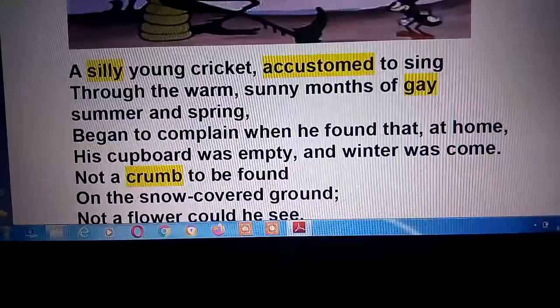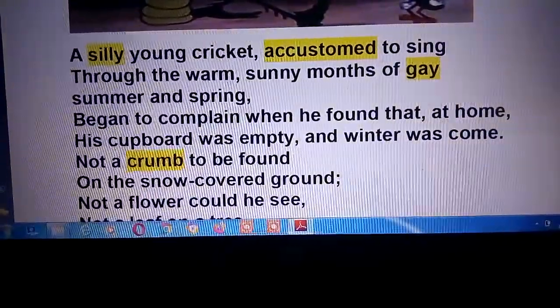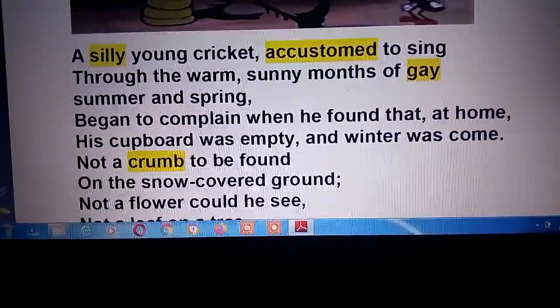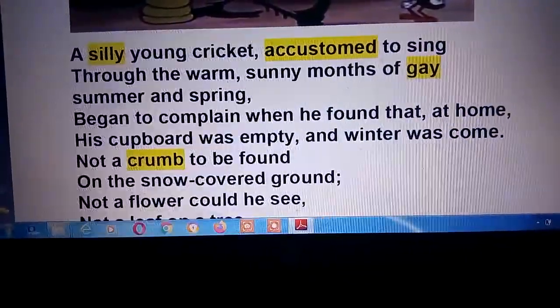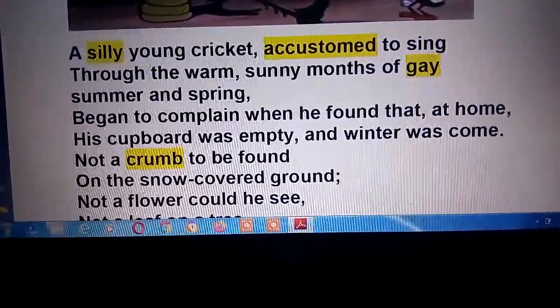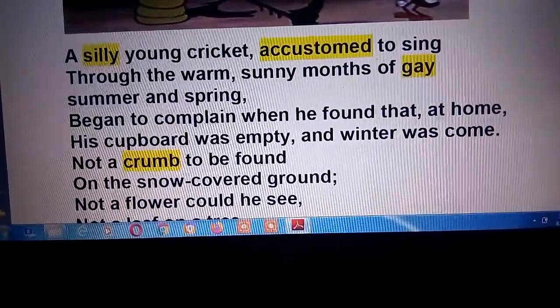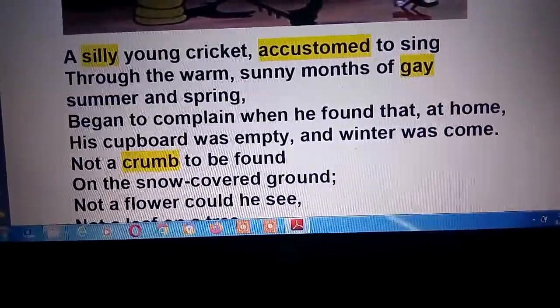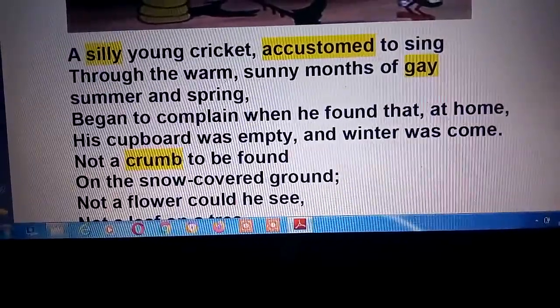A silly young cricket, silly means a foolish young cricket, accustomed to sing. Accustomed means habitual to sing, through the warm sunny months. Warm means very good, very nice, very pleasant. So through the warm sunny months of gay summer and spring. Gay means happy.